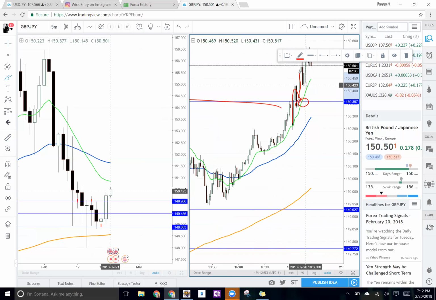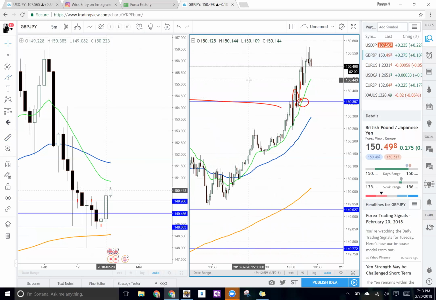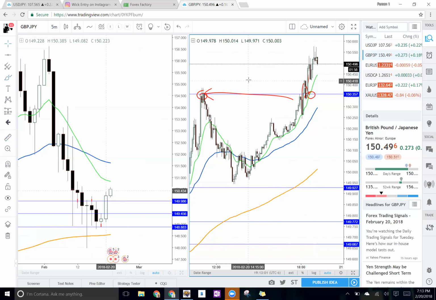Now for me, when I start the day off, usually around 4:30, 5 o'clock Central Time, I want to plot out what's going on with the daily. So obviously, if you look at the daily, today we have this support here. We're now in bullish momentum. So the only trade I'm going to be looking for today is buys.